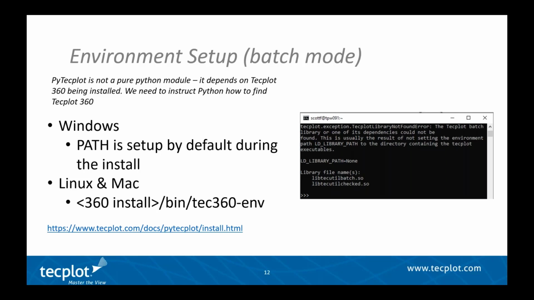It's usually pretty easy on Windows. When you go through the installation, Windows by default will update the path environment variable for you if you don't uncheck the little toggle during the install. If you have unchecked that, you're going to have to make sure the path environment variable is set up, but I think most users keep that checked. On Linux and Mac, you have to set up the LD library path, or the DYLD library path on Mac.